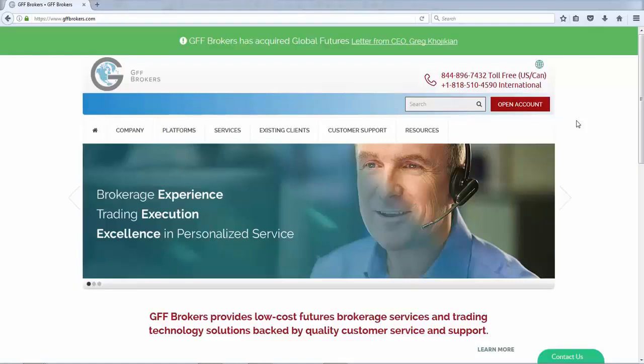Somebody else asked me recently, do you have to have $25,000 in your account in order to day trade the futures? You do not. You can have any amount of money in your account that the broker is okay with, and all brokers have a minimum. For instance, Interactive Brokers has a $10,000 minimum to open the account. Apex Futures has a $4,000 minimum. GFF Brokers, the last time I checked, has a $2,000 minimum. So they all have minimums that you need to open the account with.